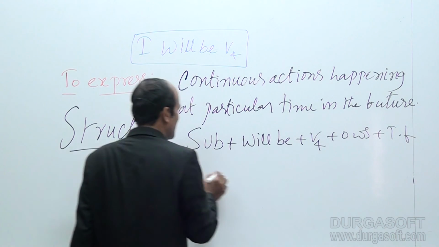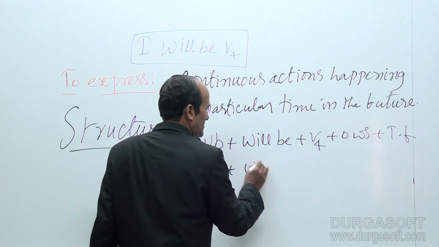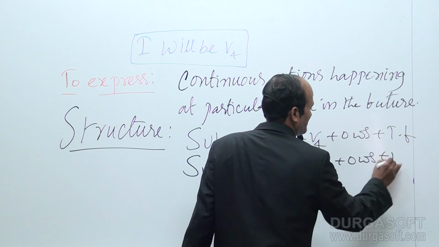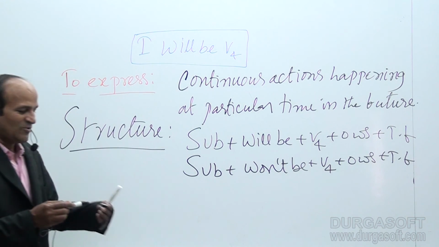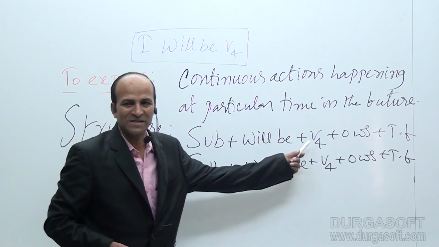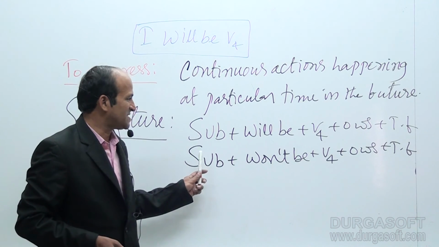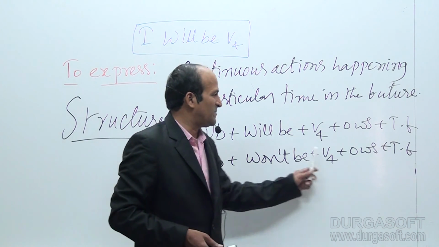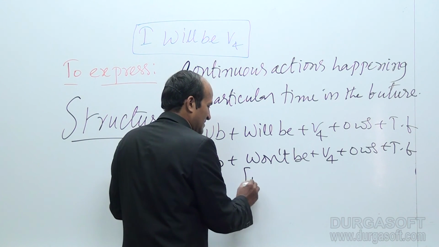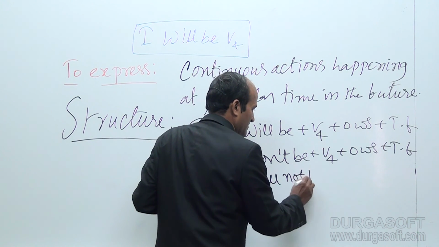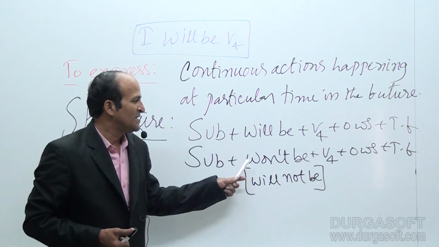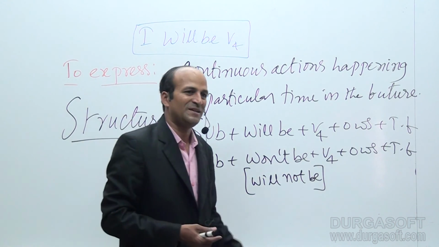The negative sentence is subject plus won't be plus V4 plus other words plus time frame. We frame the sentences with the help of these two structures. One is subject plus will be plus V4 plus other words plus time frame. For negative sentences, subject plus won't be plus V4 plus other words plus time frame. Here we can also write in the written form, will not be. Both are one and the same, but the only difference between these two is that won't be is for spoken and will not be is for written.